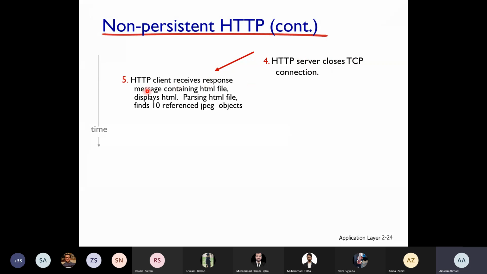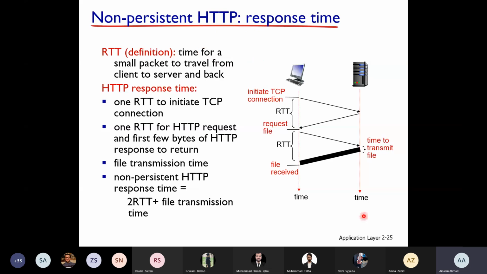The client then receives the response, the base HTML file. After parsing the file, it realizes that there are 10 referenced JPG images, and then the whole process is repeated from step 1 to 5 for each of the 10 JPG images. This is non-persistent HTTP. You can imagine very poor performance. So this is the whole process depicted here. Please note, these sorts of diagrams will come very often. This is the first of its kind.